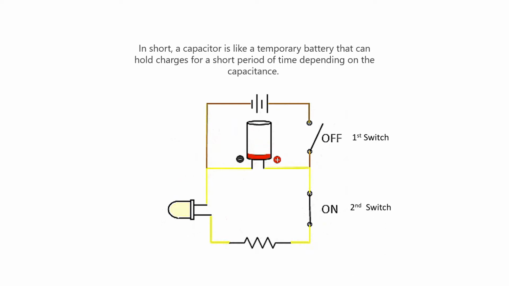In short, a capacitor is like a temporary battery that can hold charges for a short period of time, depending on its capacitance. As shown in the diagram here, a capacitor can store electrical energy when it is connected to its charging circuit. And when it is disconnected from its charging circuit, it can dissipate that stored energy so that it can be used like a temporary battery.